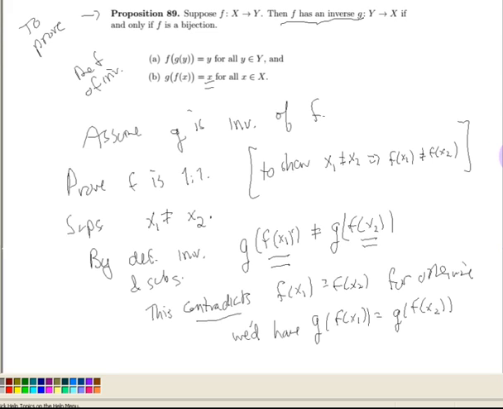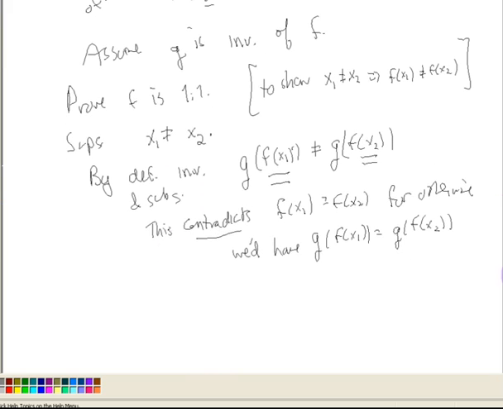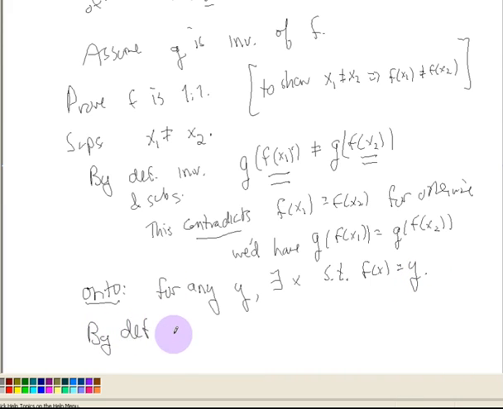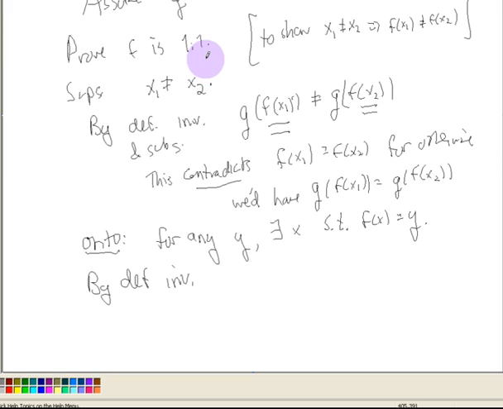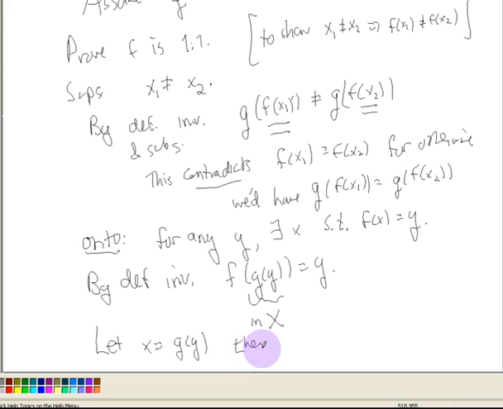Okay, so let's do onto also. You want to show that for any y, there exists an x such that f of x is equal to y. Now by the definition of inverse, remember the definition of inverse had two parts. We have g of f of x equals x. We also have f of g of y is equal to y. So by the definition of inverse, f of g of y is equal to y. What does that mean? This g of y is in x. We have found x such that f of x is equal to y. So we'll let x equal g of y, then f of x is equal to y as required.